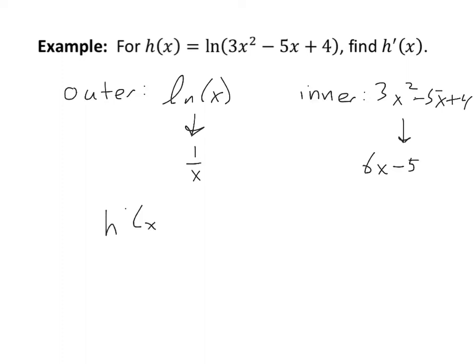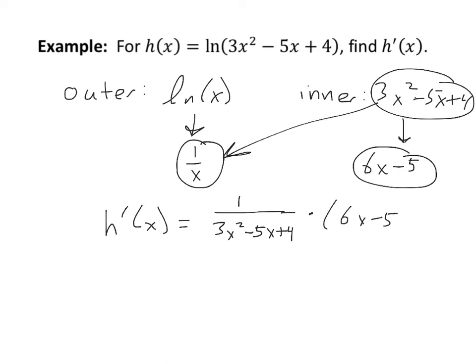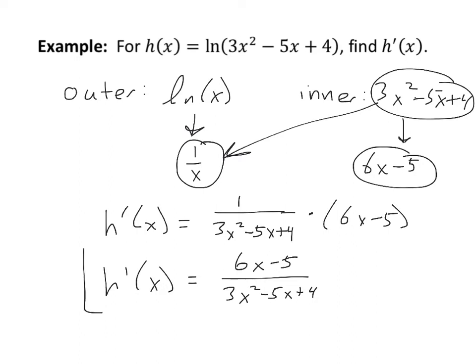So when I go to do h prime of x, I'm supposed to do the derivative of the outer function with the inner function left plugged into it. So 1 over 3x squared minus 5x plus 4, times the derivative of the inner function, the thing before that I just ignored and didn't do the derivative of. So times 6x minus 5. And as I've been doing with the other ones, I'll take a moment to beautify this a bit: 6x minus 5 over 3x squared minus 5x plus 4.